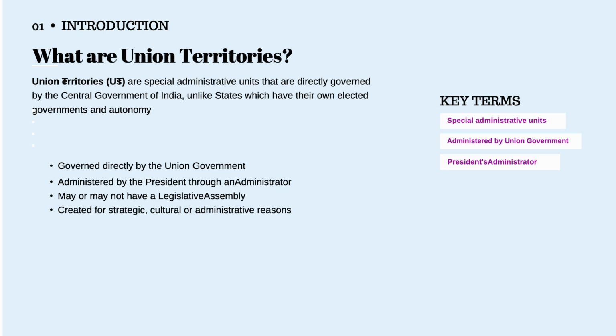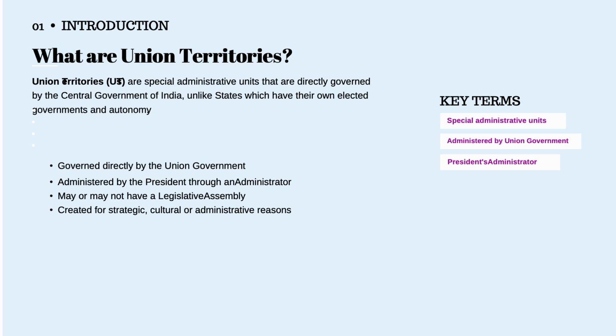The term itself, Union Territory. So these are governed directly by the Union government. It is administered by the president through an administrator. Now, two terms are used for the head: number one is the administrator, and number two is the lieutenant governor. Okay, these are the two titles used.